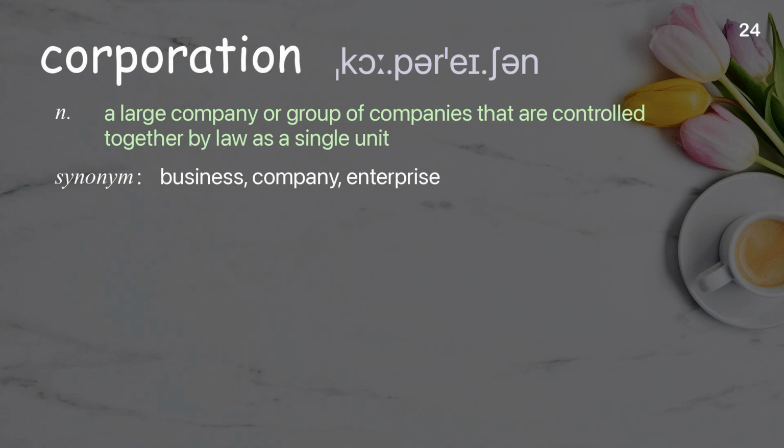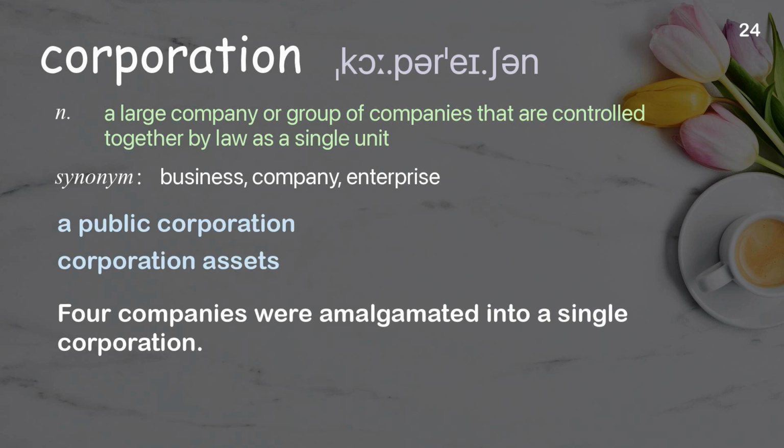Corporation. A large company or group of companies that are controlled together by law as a single unit. Examples: A public corporation. Corporation assets. Four companies were amalgamated into a single corporation.